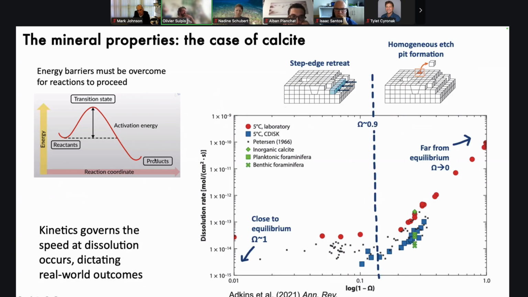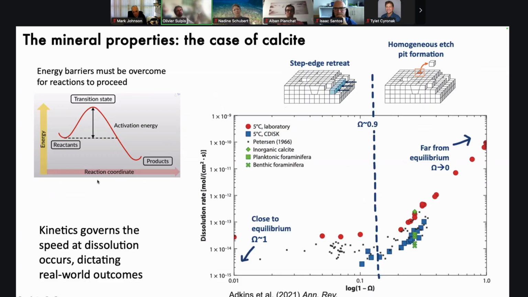So let's say we are in this situation. We have a solid calcite shell, and we know that it wants to dissolve. Well, it's not because it's undersaturated that it will happen right away. Because in between the solid calcite and the dissolved ions in water, we have to go through a transition state. So basically, we have to give the system a little bit of energy, a little kick, so that this reaction happens, and that's the field of kinetics. So kinetics govern the speed at which the dissolution reaction occurs.